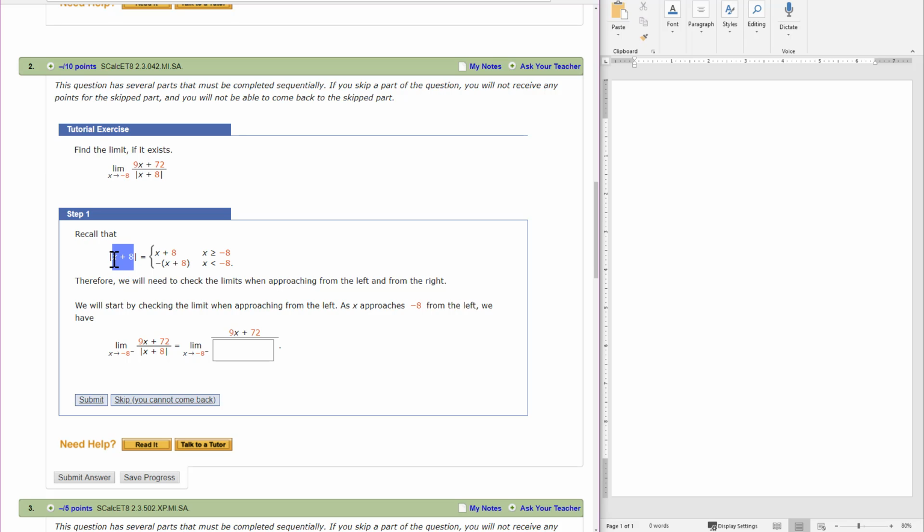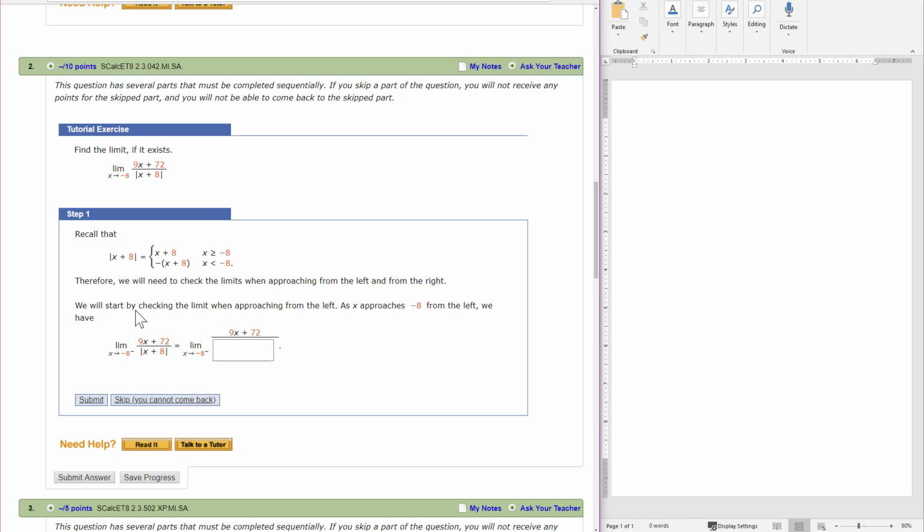That's to say that if x plus 8 is a negative value, then we want the opposite of that. So we want the opposite of x plus 8. This is the definition of the absolute value, and it's just extended because we had a plus 8 added to it, but in general it's the thing inside of the absolute value. So what we want to do is check the limits approaching from the left and from the right to see what happens.